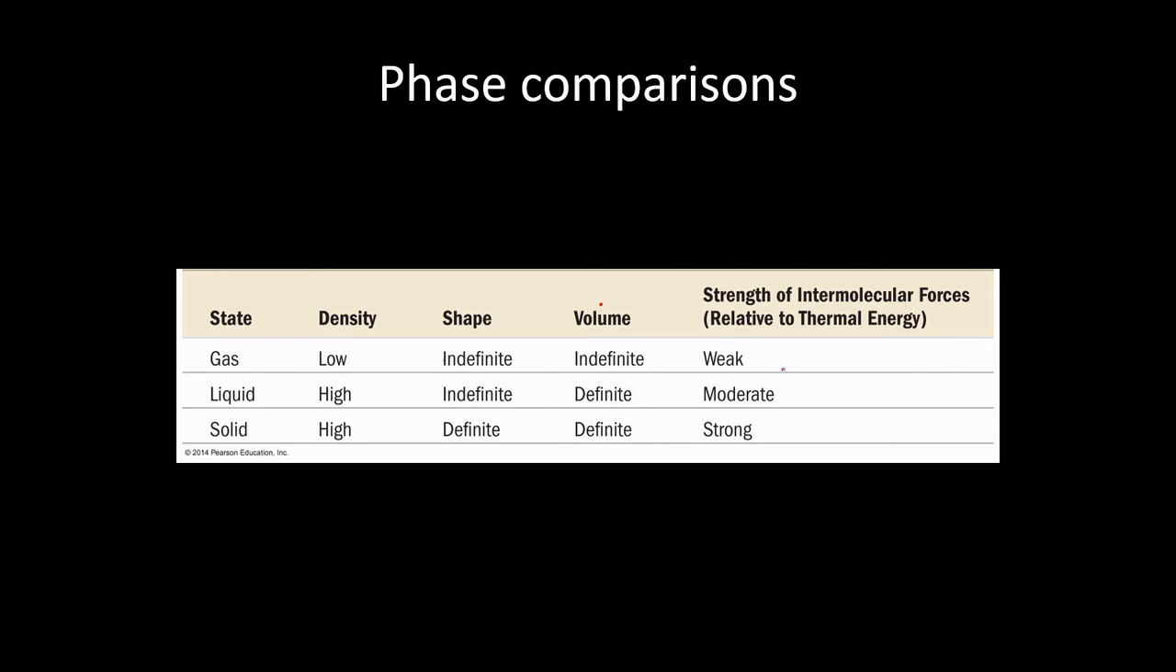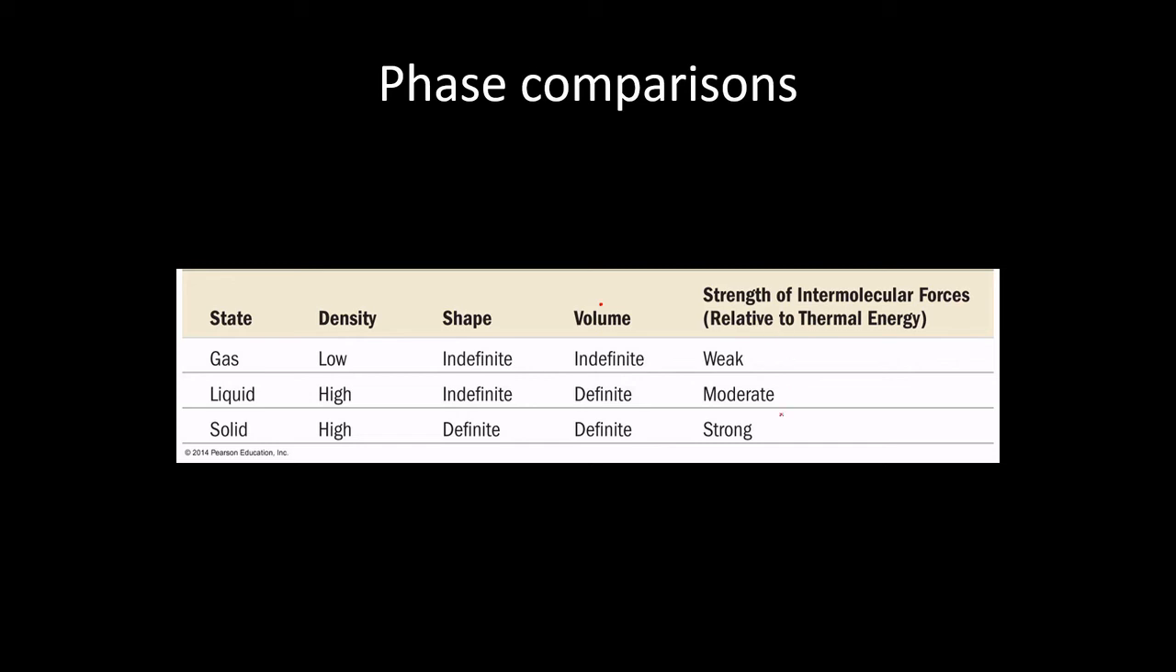One thing we're going to look at as we go throughout the rest of this chapter is that another thing that is different from one phase to another is the relative strengths of the intermolecular forces. So gases tend to have relatively weak intermolecular forces, mainly just because all the particles are so far away from each other. They just don't have as much opportunity to interact with each other.